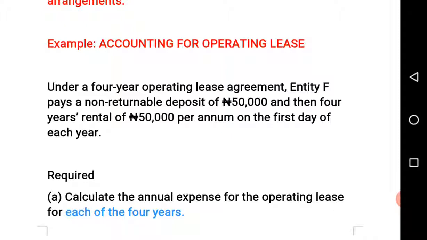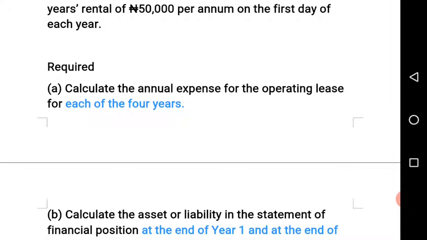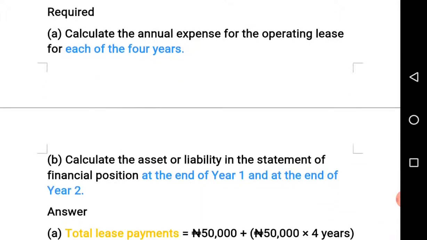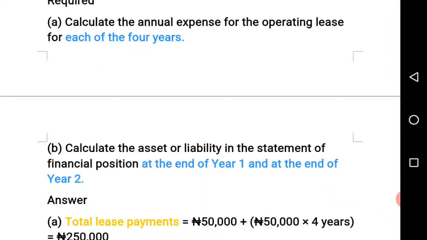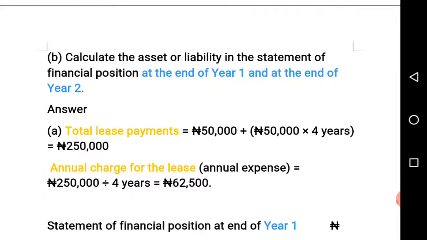Now the deposit is paid at the initial year, the first year. So also year 1 has 50,000 payments with it. So at year 1 we pay a total of 100,000, while subsequent years we pay 50,000. We'll check if that is correct. It said required, calculate the annual expense for the operating lease for each of the 4 years. B, calculate the asset or liability in the statement of financial position at the end of year 1 and at the end of year 2.